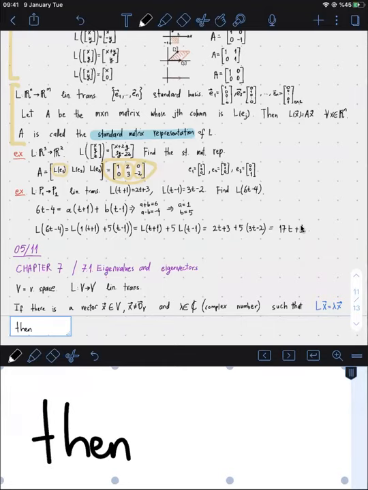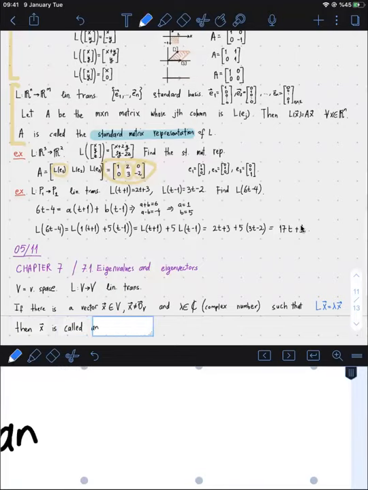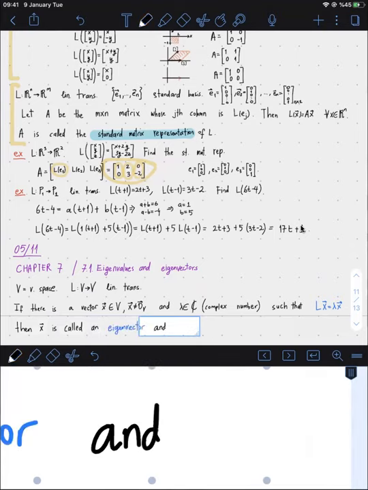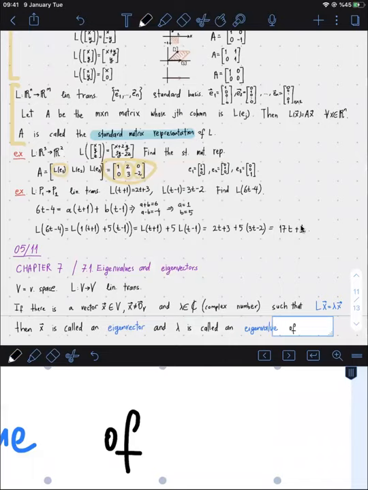Then the vector x is called an eigenvector, and the number, possibly complex number, lambda is called an eigenvalue of the operator, of the transformation L. Okay, so this is the definition of eigenvalue and eigenvector.